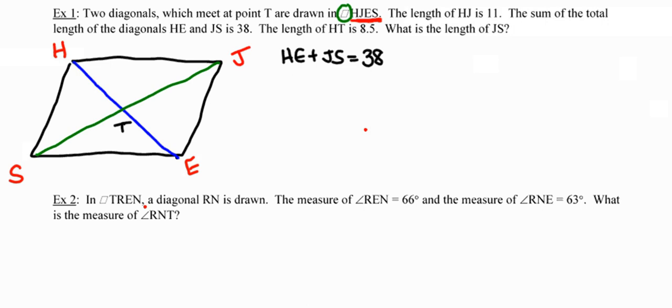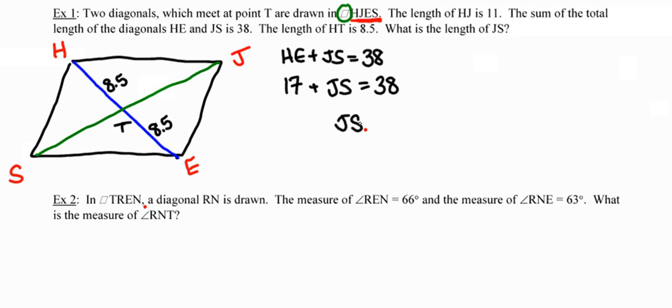So if I know that the distance between H and T is 8.5, and I know that the diagonals in a parallelogram bisect one another, I also know that the distance between T and E has to be 8.5, or the length of all of the blue diagonal is 17. So the distance from H to E is 17. So I'm just going to come back up here and plug this into my equation. 17 plus whatever the length of JS is has to be equal to 38.